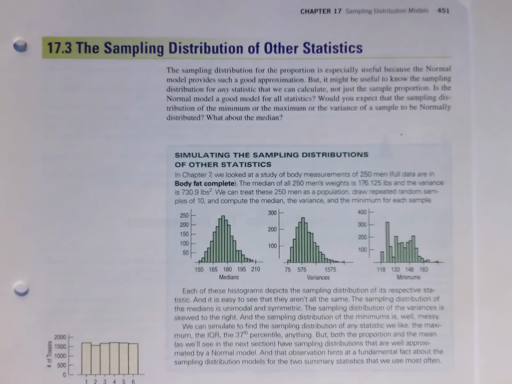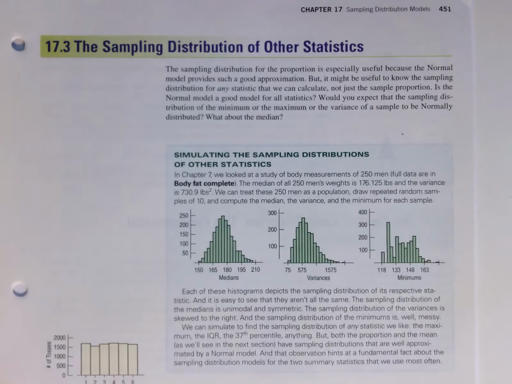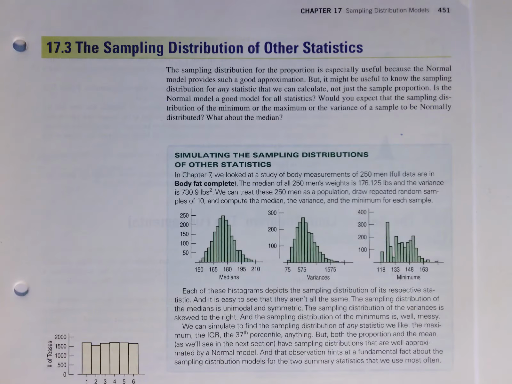And then thinking about the sampling distribution of other statistics. What's really important to think about here is that for some other statistics, the sampling distribution may not be normal, as we see here for the example of the minimums, and even for the variances.